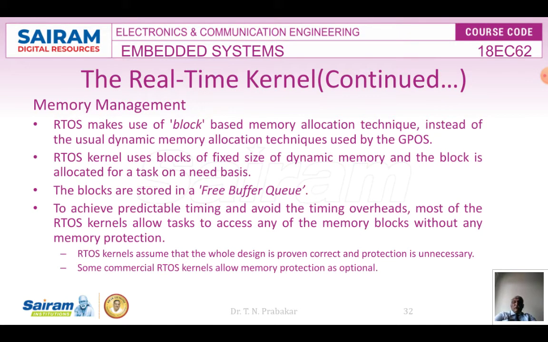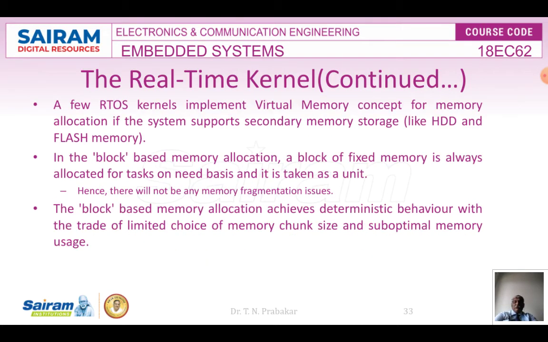And the memory management, of course, the RTOS makes use of blocks, right? So the memory will be divided into different blocks. And the RTOS kernel uses blocks of fixed size of dynamic memory, and the block is allocated for a task on a need basis. And the blocks are stored in a free buffer queue. Right? Something like paging files in your Windows operating system. So a block of data will be read from the secondary memory storage, and that will be available in the primary memory while the task is getting executed. So all these things will be happening.